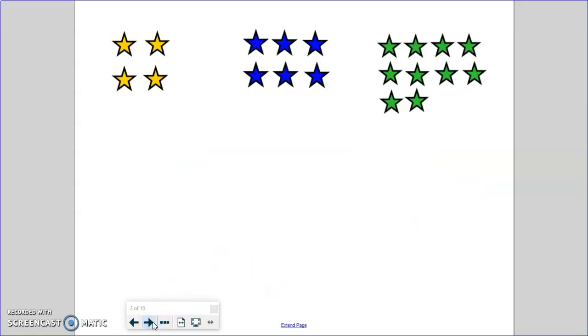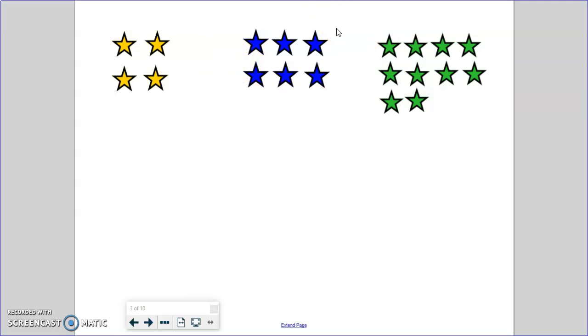We have some stars. Let's see, how many yellow stars do we have? 1, 2, 3, 4. There are 4 yellow stars. How many blue stars are there? 1, 2, 3, 4, 5, 6 blue stars. It looks like I have a smaller number of yellow stars and a larger number of blue stars.